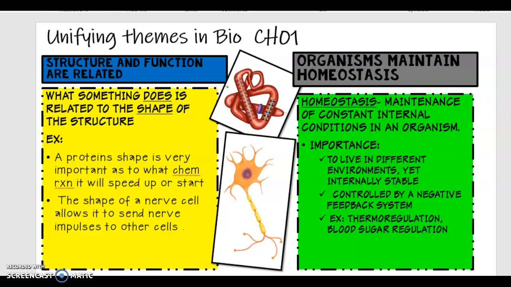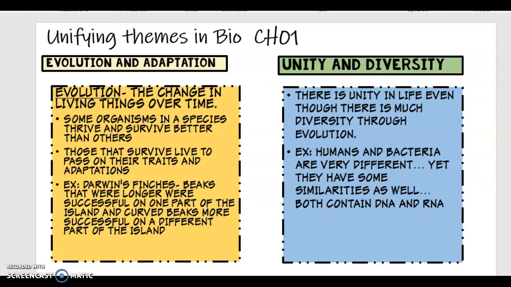The next two unifying themes are evolution and adaptation. So all organisms evolve or change over time, or some organisms in a species evolve and adapt, and they adapt better genetic traits than others, and that allows them to survive and pass on those favorable traits and adaptations. A really good example is Charles Darwin and his finches.